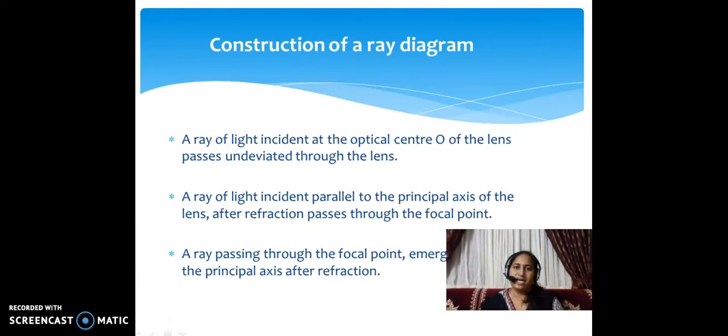The second one: the light rays traveling parallel to the principal axis get focused at the focal point after being refracted through the lens. The third one: the ray passing through the focal point emerges out parallel to the principal axis after refraction. So these are the three main rules for the construction of a ray diagram for both the convex as well as the concave lenses.